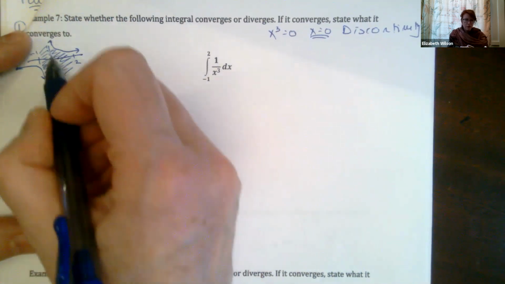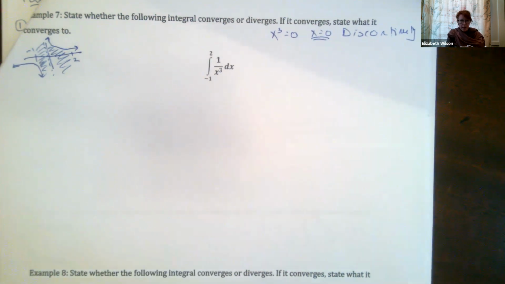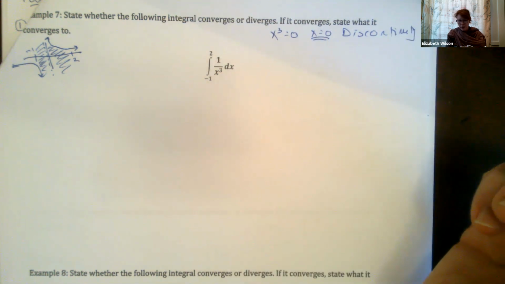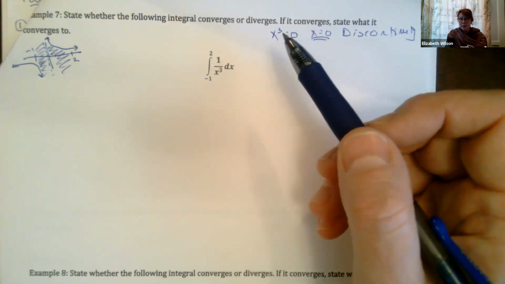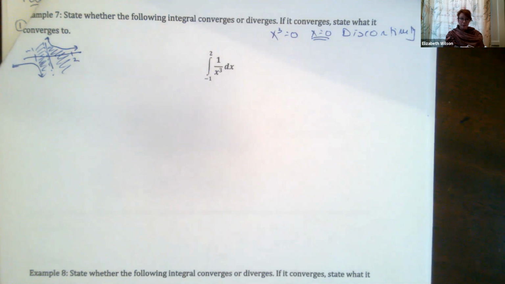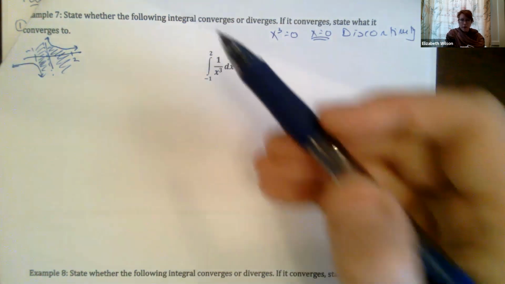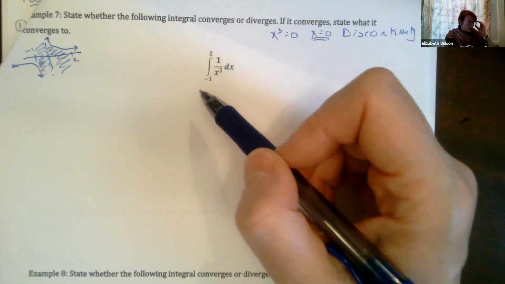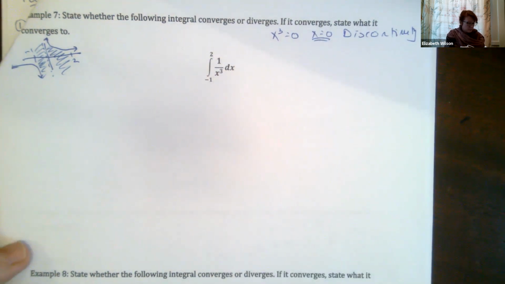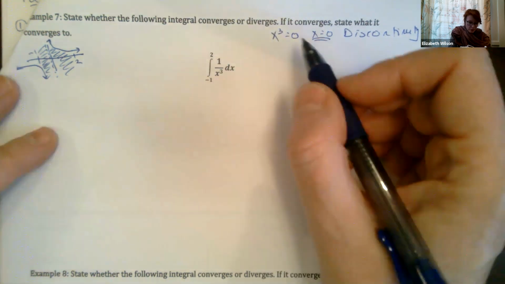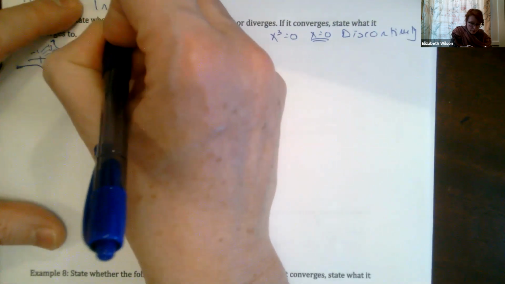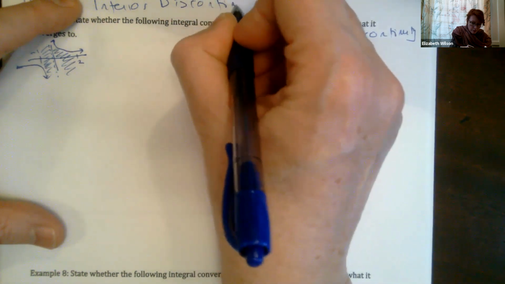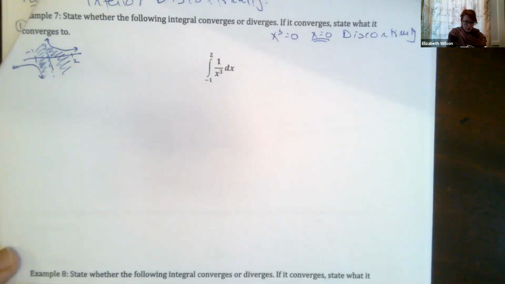Okay, but I've got this discontinuity in the middle. If I'm not careful and I don't check where that discontinuity is, I'm gonna plow right through, I'm gonna integrate with the power rule, I'm gonna get a bogus answer. It's gonna look correct because it'll be a real answer, but I'm ignoring that discontinuity in the middle. So make sure you're always checking where your discontinuity is. Okay, all right, so let's check. So let's write at the top, we have an interior discontinuity. Okay, all right, so we checked, we figured out where it is.